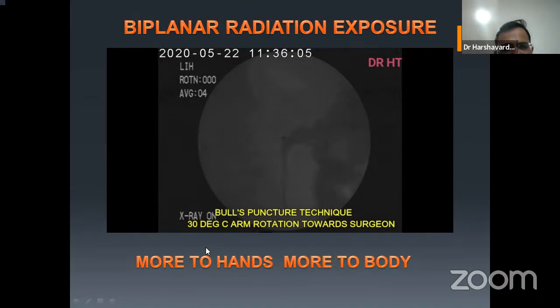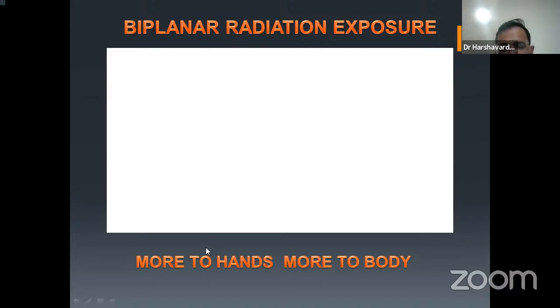I'm going to show you many videos. Here I'm purposefully showing that while we rotate the C-arm by 30 degrees, there is exposure of radiation towards the hand.